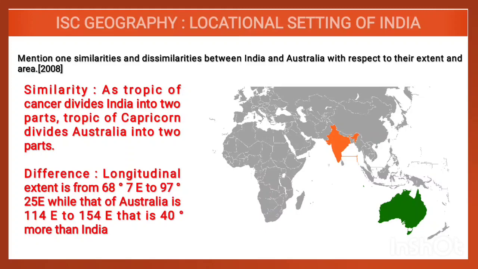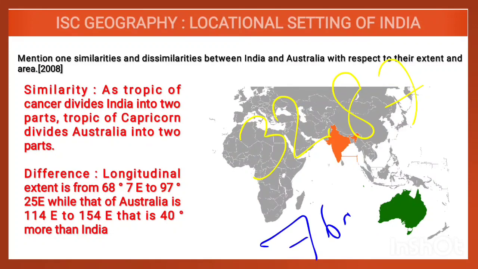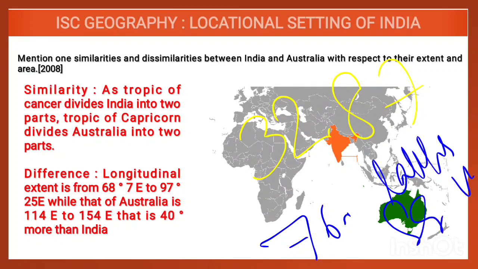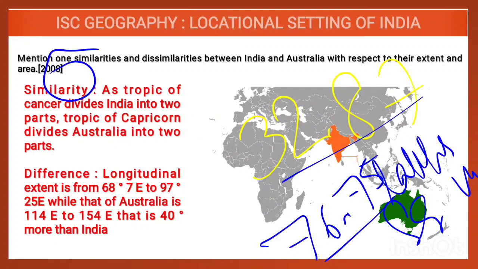Okay, and in case of area, India's area is only 32.87. In case of Australia, it is 77 point something lakh square kilometer. Okay. This question came in 2008.